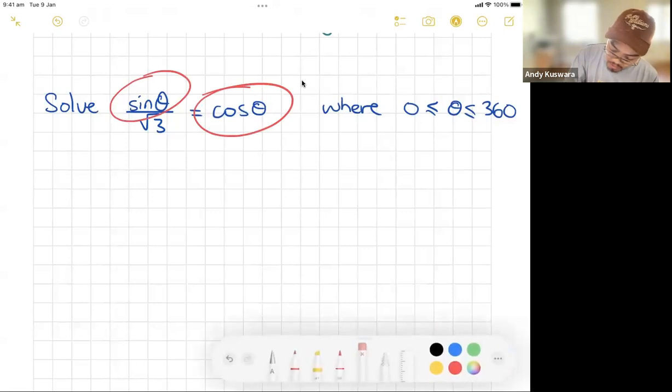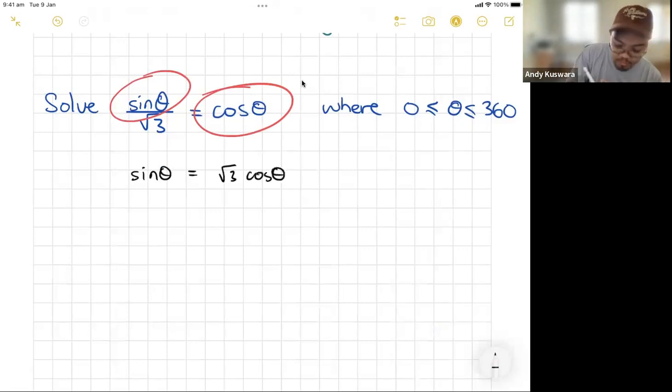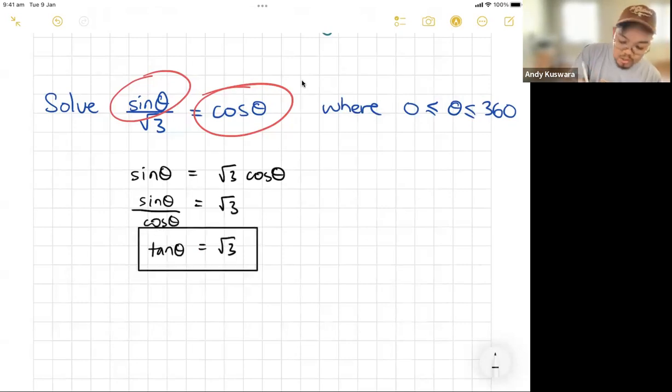So here's what I'm going to do. For example, I'm solving sine theta on root 3 equals cos theta, where we're solving between 0 and 360, a nice standard domain. I'm going to do some algebra here, move the root 3 over, and then divide both sides by cos theta. So this becomes sine theta on cos theta equals root 3. And what is sine theta on cos theta? Bing, bing, bing, tan theta. So essentially now I'm just solving for tan theta equals root 3 between 0 and 360.